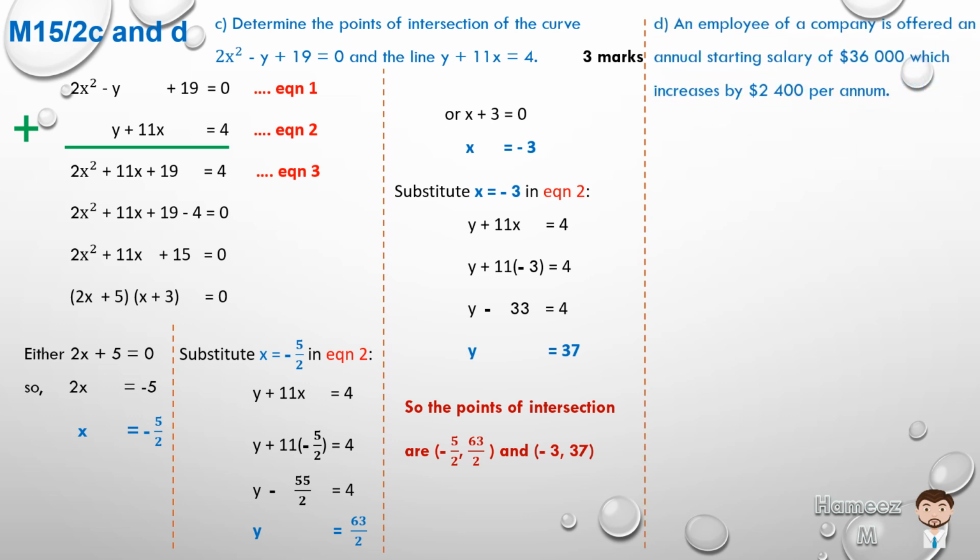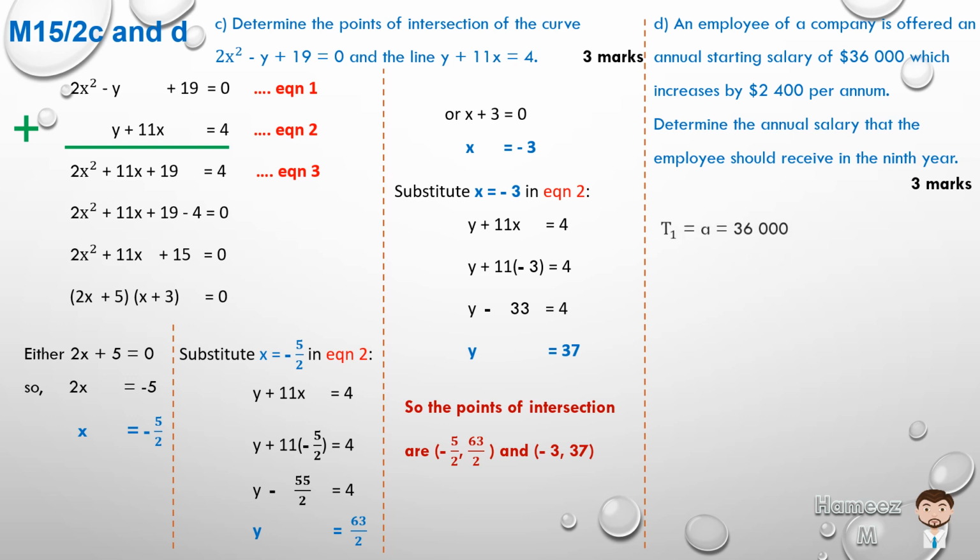Part D. An employee of a company is offered an annual starting salary of $36,000, which increases by $2,400 per annum. So there's a constant increase. Determine the annual salary that the employee should receive in the 9th year. So we know in the first year, which is t to the 1, or a, is equal to 36,000. And every year it increases by a constant amount. So the common difference is 2,400. So they're asking us to find the annual salary in the 9th year.